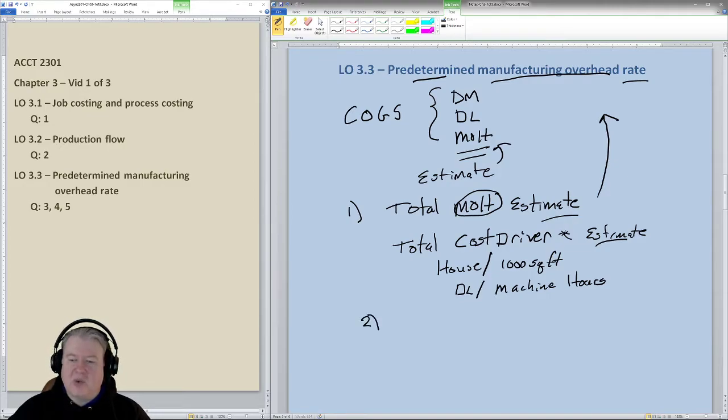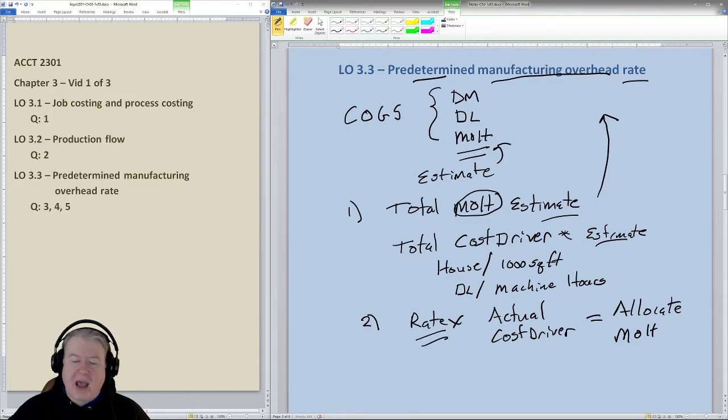The second thing is, well, once we have this rate, we're going to take this rate and multiply it by, and this is super important, the actual cost driver. And that is going to give us our allocation of MOH. So after we use these estimates, we come up with a rate. And then at the end of the month, I'm going to actually know, for example, if I said how many houses, well, I may have said, I think I'm going to use 5 buckets of nails, and I think I'm going to make 5 houses. Therefore, it's 1 bucket of nails per house.